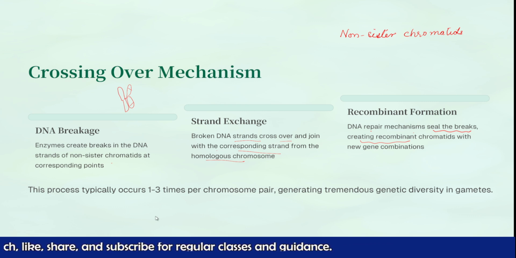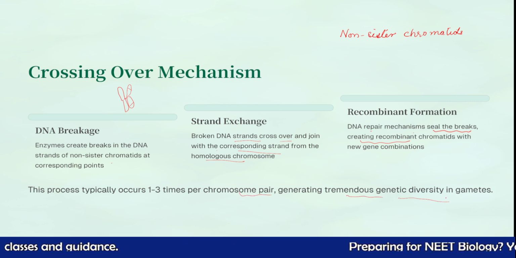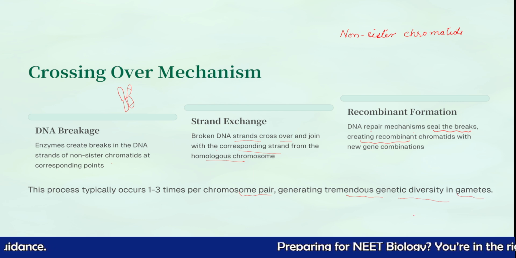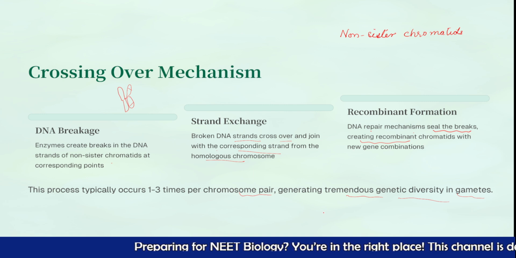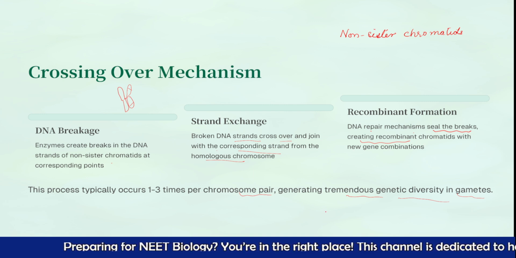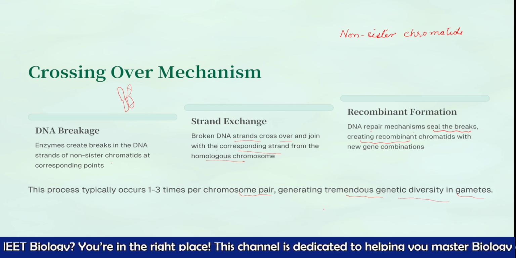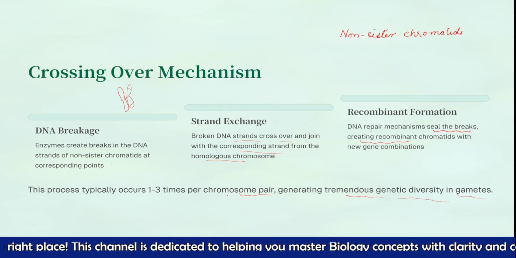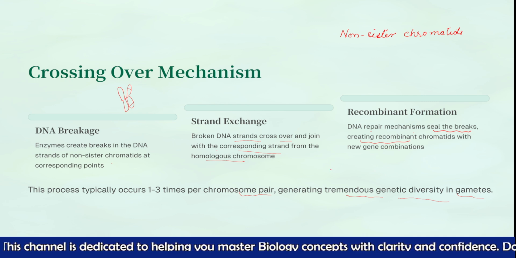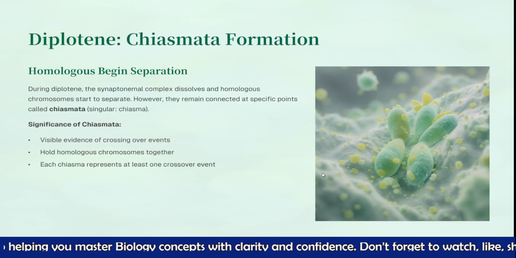So this process typically occurs 1 to 3 times per chromosome pair, generating tremendous genetic diversity in the gametes. That is why, as a result of sexual reproduction, the young ones are not the exact copy of their parents. We are not the exact copy of our parents because we have some new characters, right? And those new characters are due to this crossing over and recombination. Okay, so that's over.